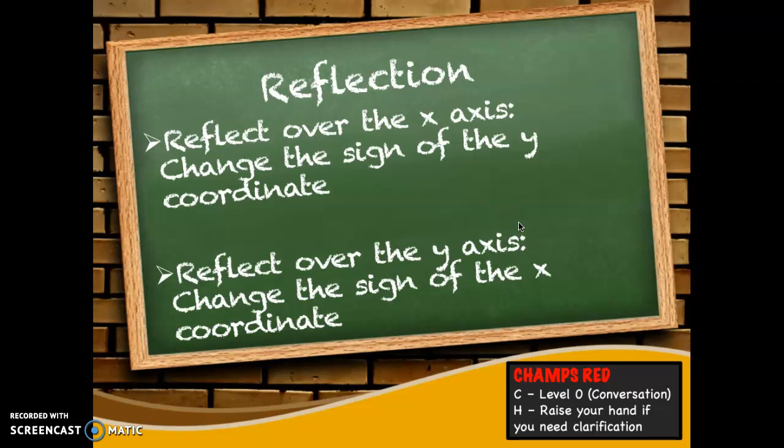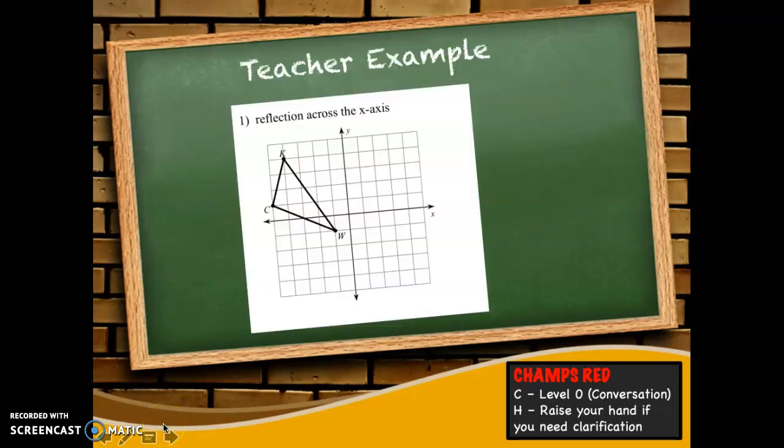So when we reflect over the x-axis, the y value changes, and that's because we're moving up and down because the x-axis goes this way. Reflection over the y-axis, we're going to change the x coordinates. Remember, y goes up and down. So if I jump, I'm going left and right. Okay, I showed this here.